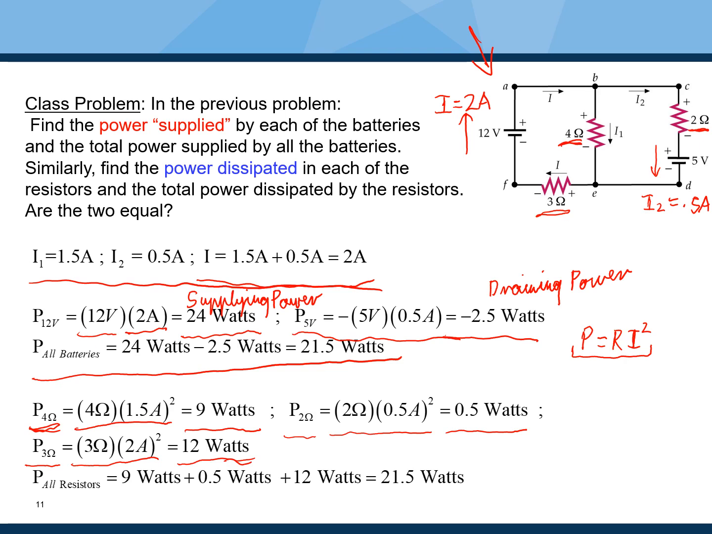Notice that we can add these up. So we can add up 9 watts to 0.5 watts to 12 watts to get a total of 21.5 watts. Notice, happily enough, that the power dissipated by all the resistors is actually equal to the total power supplied by the batteries. Now, the batteries could have supplied power or drained power from the circuit, but as long as we do the arithmetic correctly, the total power supplied by all the batteries in the circuit must be equal to the total power drained by all the resistors in that circuit.